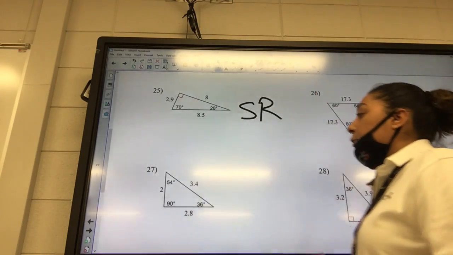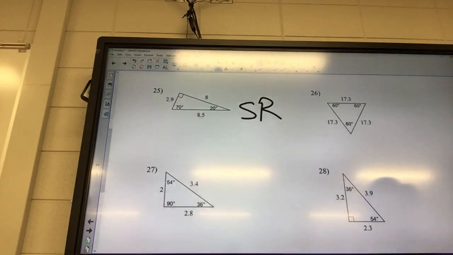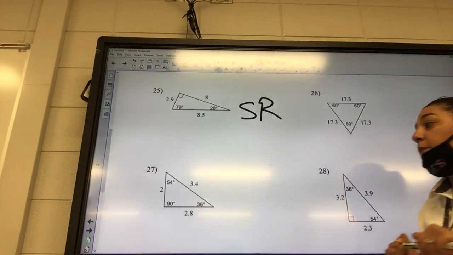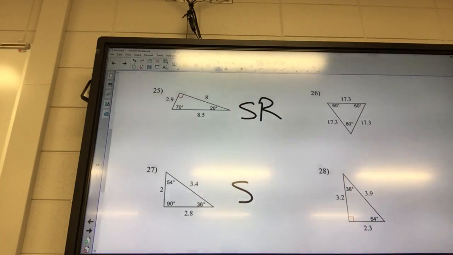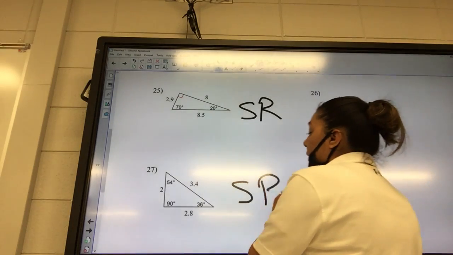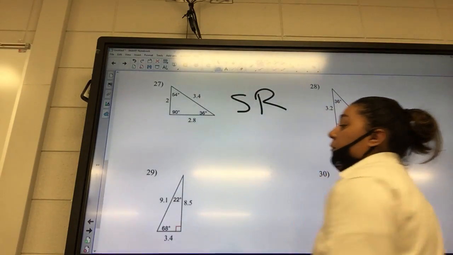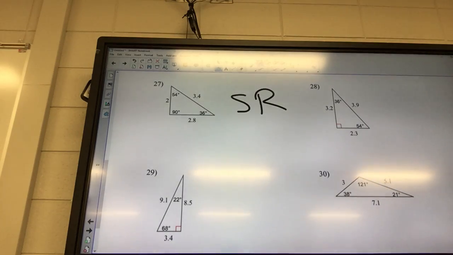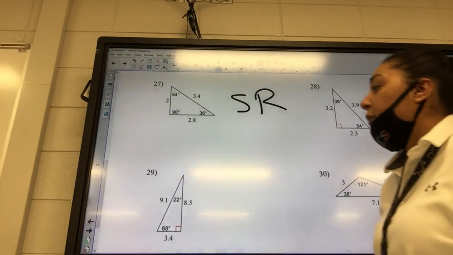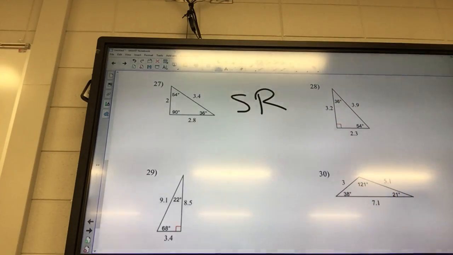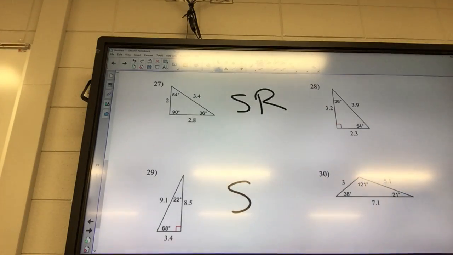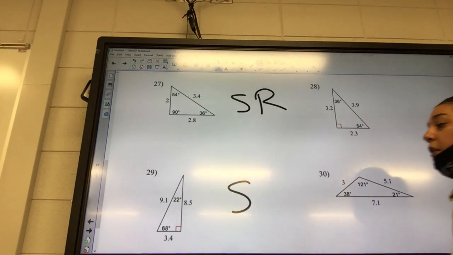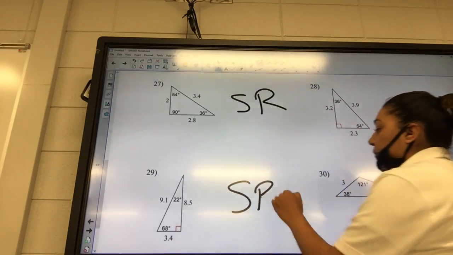Look at 27. I got 3 sides, 2, 3.4, and 2.8. Scalene. And then my angles, I got 54, 90, and 36. So 90, so it's going to be a right. Okay, 29. I got 3 sides, 3.4, 9.1, and 8.5. Scalene. And then my angles, I got 22, 68, and 90. So the 90 is the biggest, and so that makes it a right.